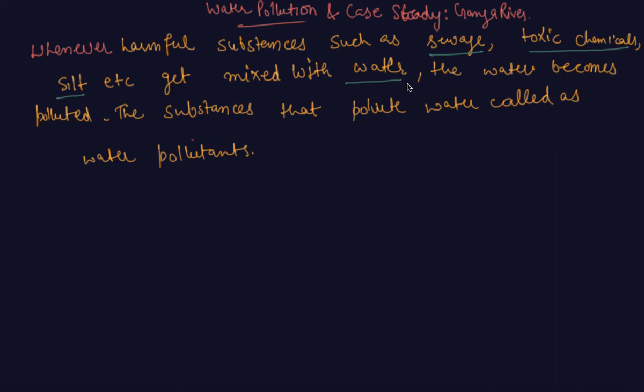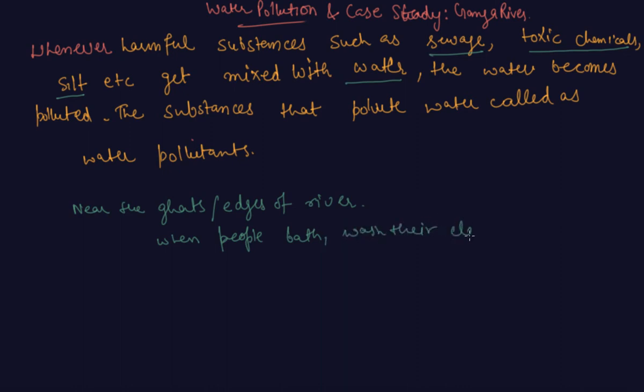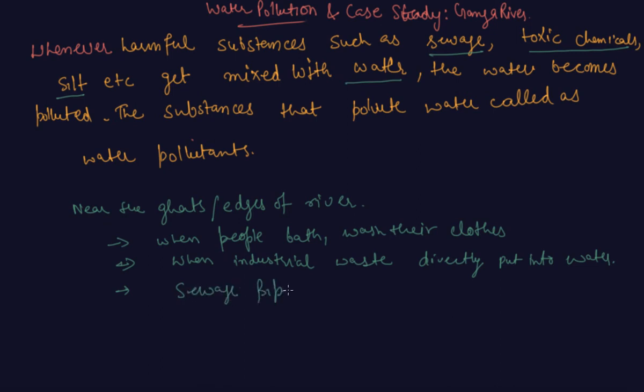Let's say when industries waste or when some washing materials, like near the ghats or the edges of the river, when people bathe and wash their clothes. Second, when industrial waste is directly put into river water, and when other sewage pipes. So these are the causes or main reasons for water pollution, students.